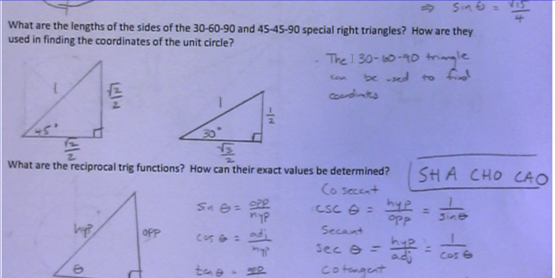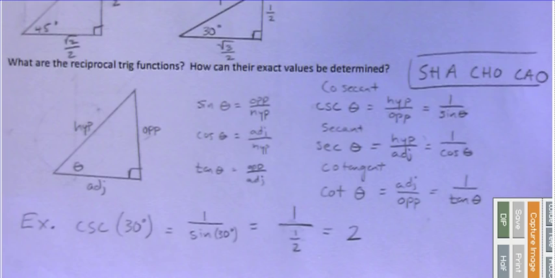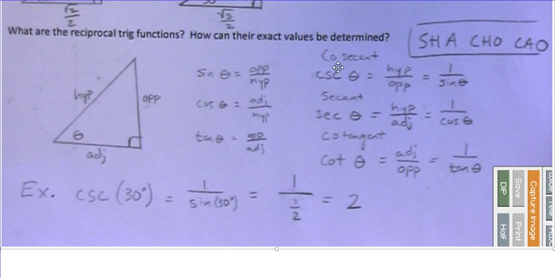And both can be used. I know I said the 30, 60, 90 can be used to find coordinates, but so can the 45, 45, 90 triangle. The reciprocal trig functions. This was our last topic.